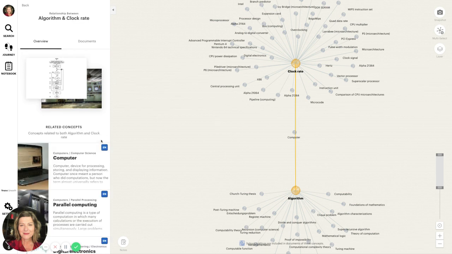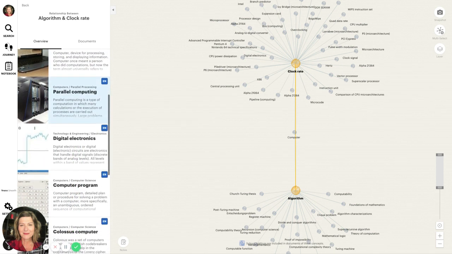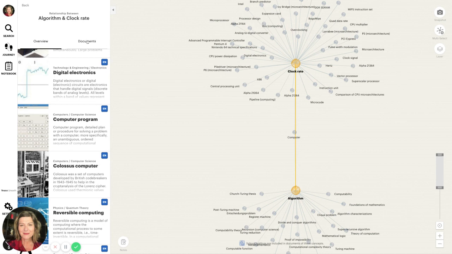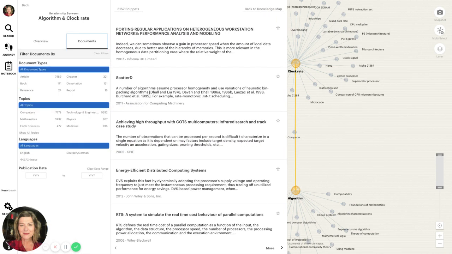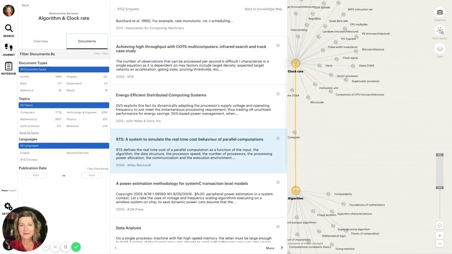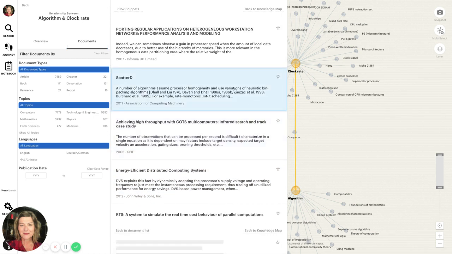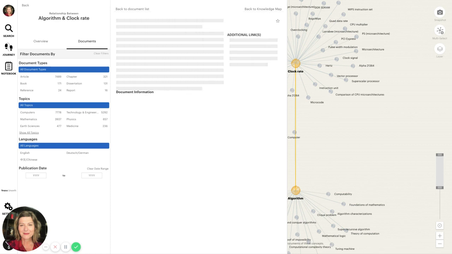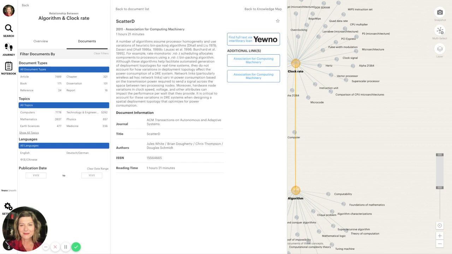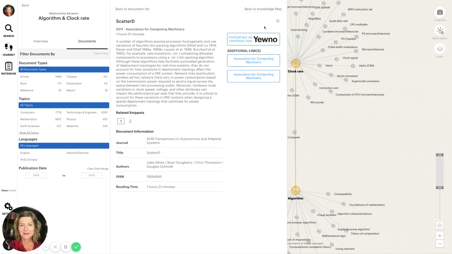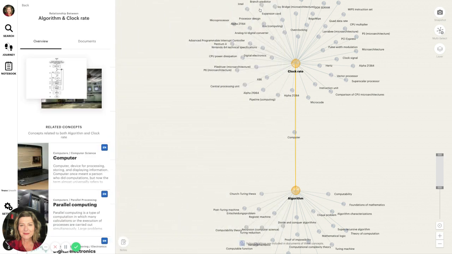Clicking on that yellow string, it gives us the different concepts that are related to both. And then there are documents that show that relationship. And they're from a variety of sources: the Association for Computing Machinery, SPIE, John Wiley and Sons, the ACM Press. And if you like any of these, just open it up and take a look. The results are returned as snippets. And a snippet is the most valuable part of any given article or document that we have in our system. And if you like the snippet, you can select it as a favorite and go back to your knowledge map.